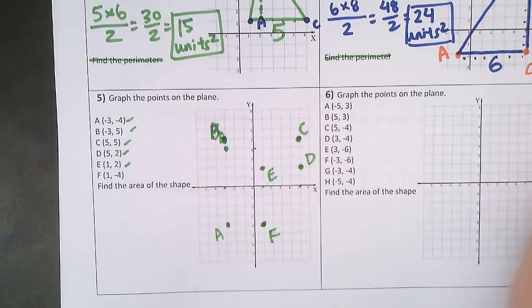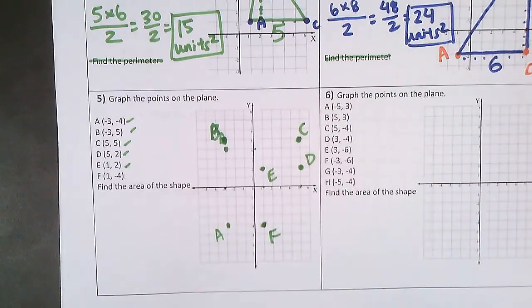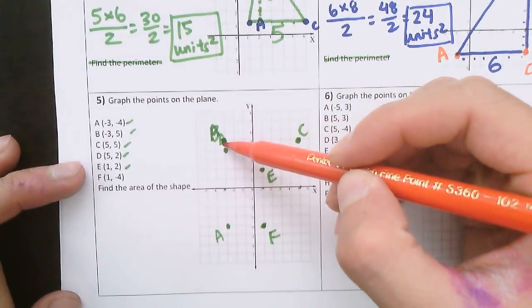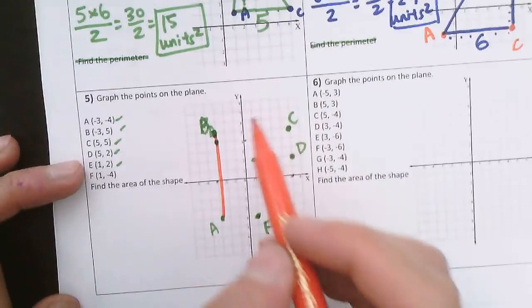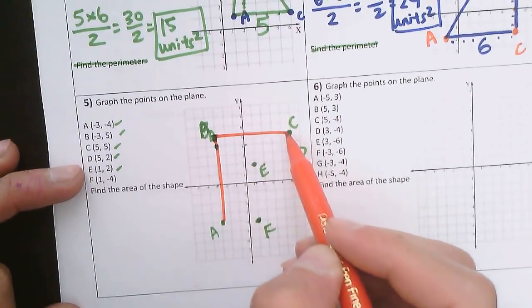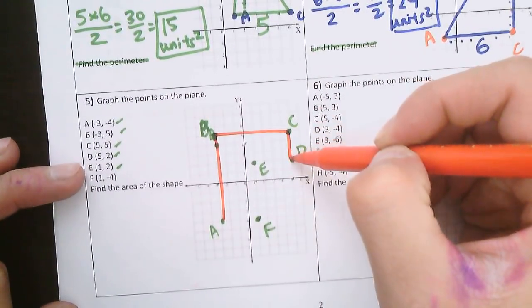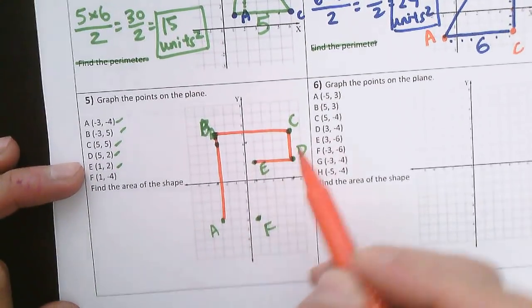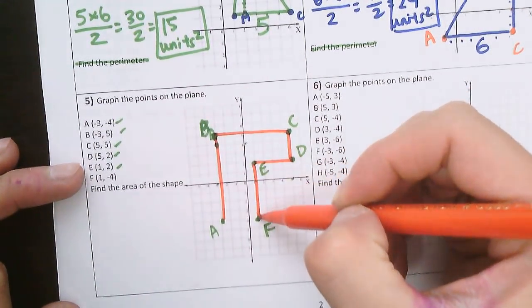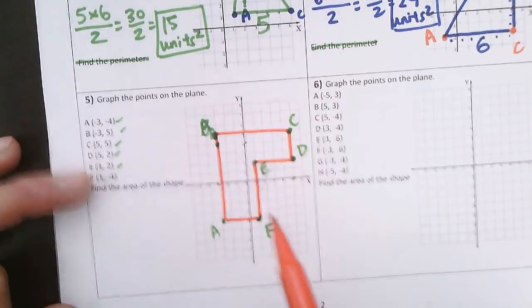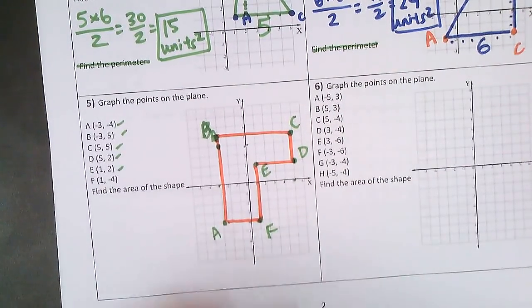Okay, so now connect the points by going in order. So we have A to B first, that's all of this. B to C, that's here to here. C to D, there. D to E, here. E to F, here. And then F back to A, here. Okay, now we have a composite shape.